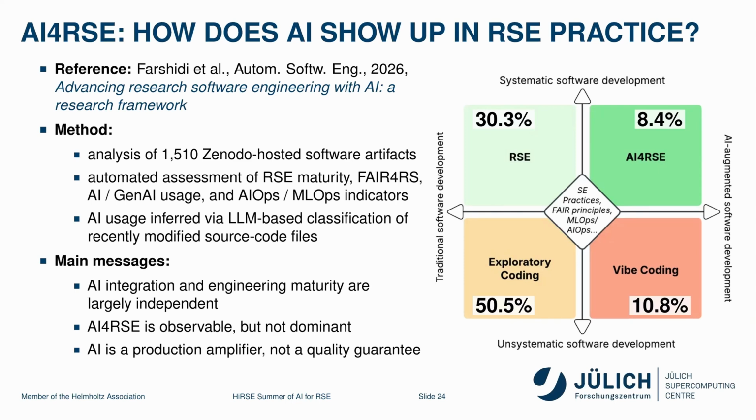So the main messages of the paper are: AI integration and engineering maturity are largely independent. So people did not really find a strong correlation between these 2 axes. They found that this category of AI for RSE is observable, but not dominant. And the message is that AI is a production amplifier, but not a quality guarantee.